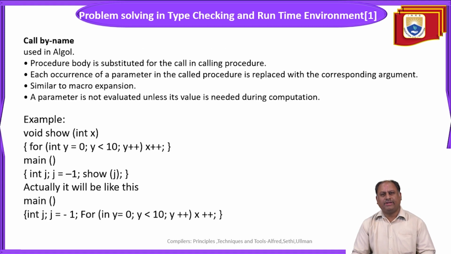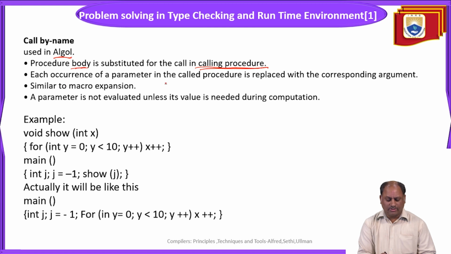Another one is call by name. This type of structure is generally used in Algol, a programming language which uses this type of call by name reference procedures. Here the procedure body is substituted for the call in the calling procedure, where the procedure is invoked. Procedure body means function body. The function body is substituted at the time the call happens. So we are going to make this the calling procedure.